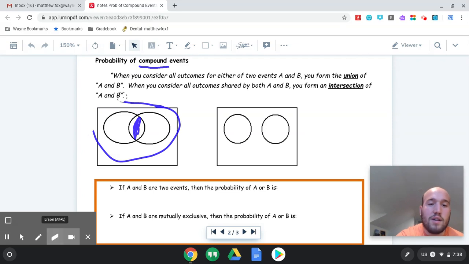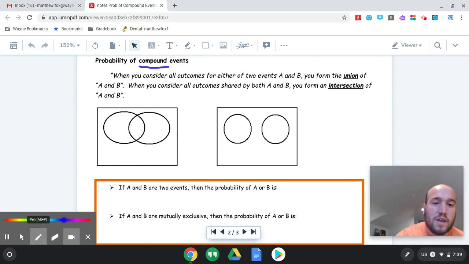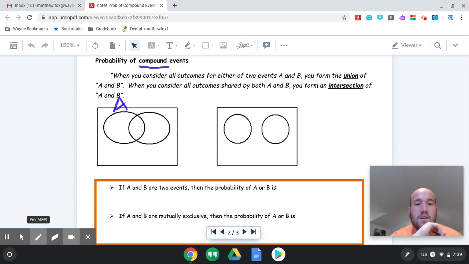Sometimes the union of A and B will look like this first picture. Say event A is who is in 10th grade, and event B is who is a boy. There are some boys that are in 10th grade. There are some boys that are not in 10th grade, that would be over here. And there are some 10th graders that are not boys, that would be over here.